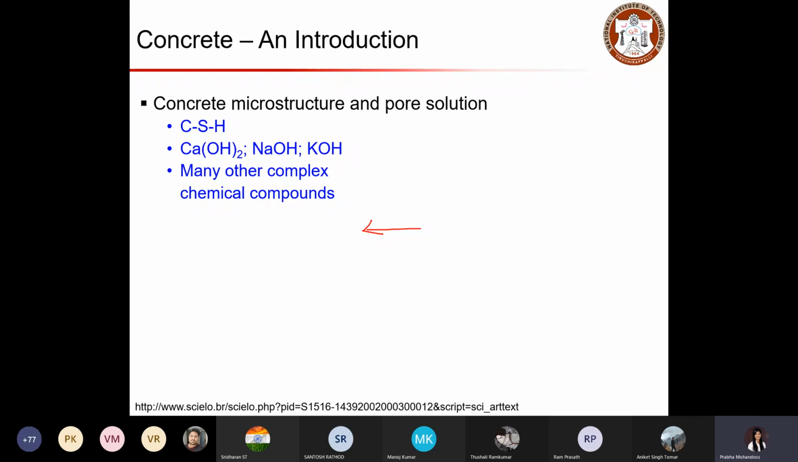So what is the role of CSH gel? Initial strength. Yeah, initial strength. Basically, the cement that we use binds all the mixtures that you add to prepare the concrete, right? So you need to have a binding property, and this CSH gel that is formed has a binding capacity, and that gives the strength to the concrete.